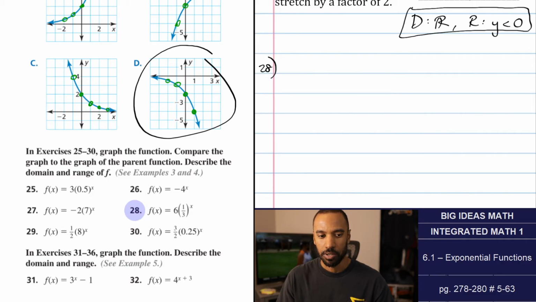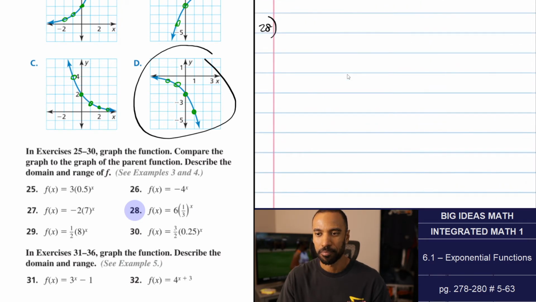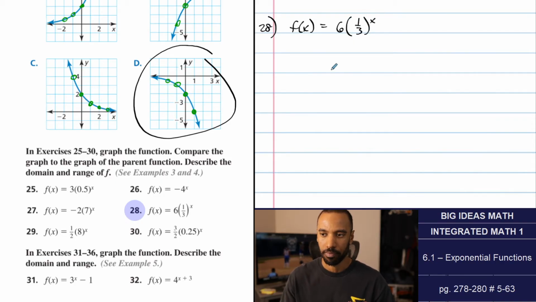f of x, it says compared to the graph of the parent function. Maybe I am supposed to graph them. I have enough on my plate already. Number 28, f of x equals 6 times 1/3 to the x power.